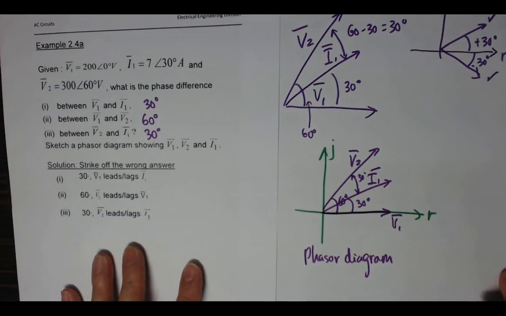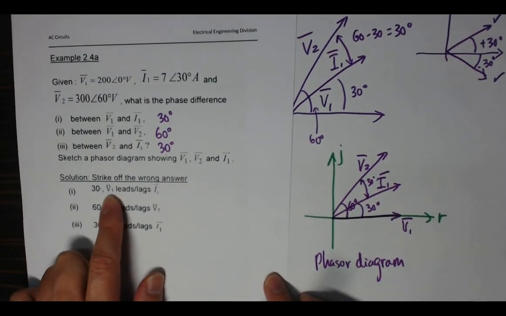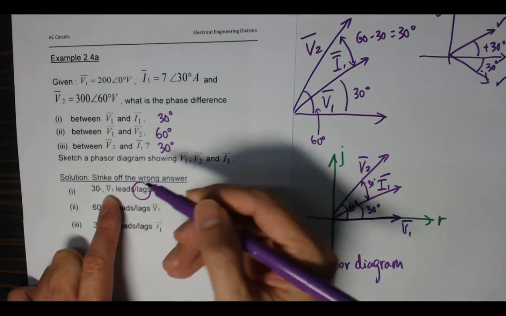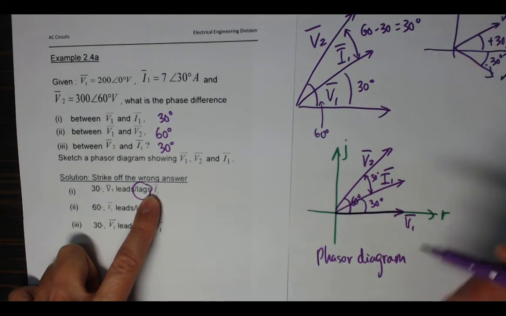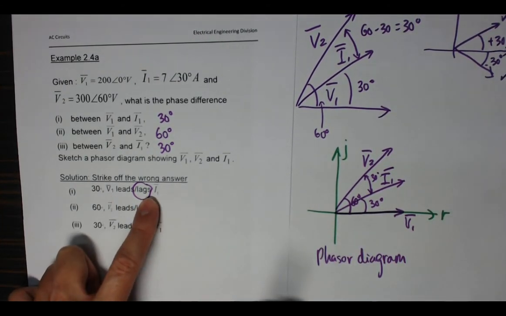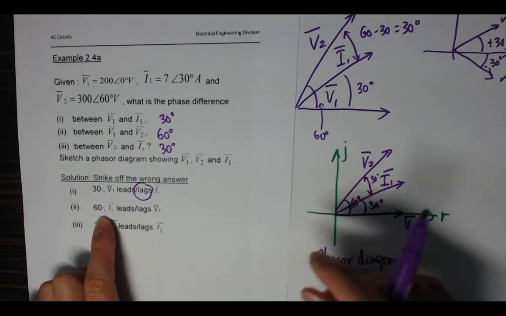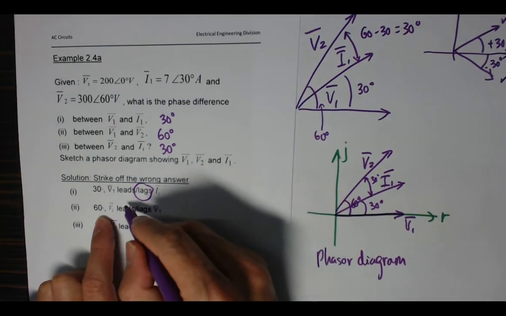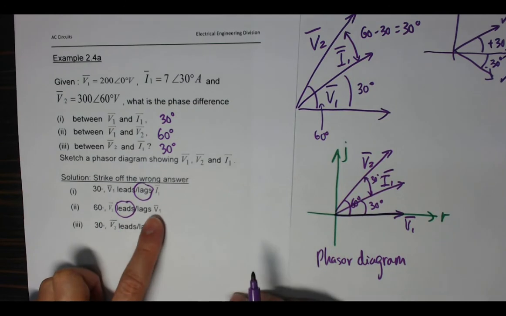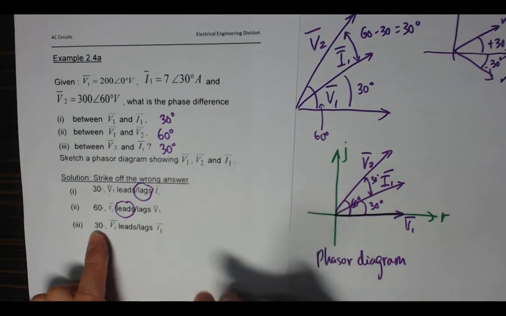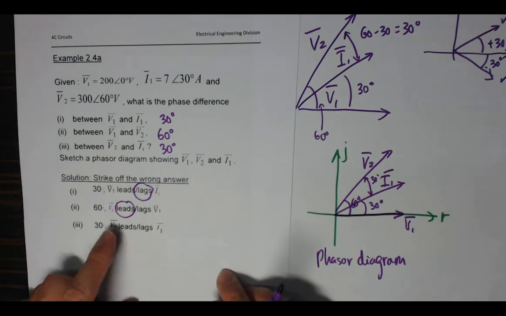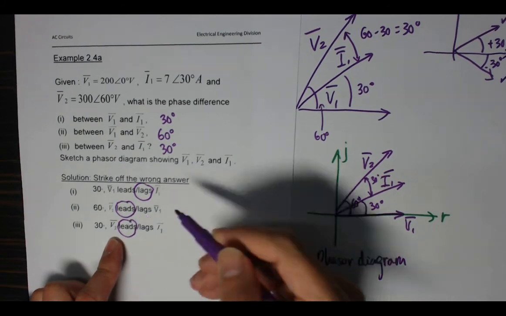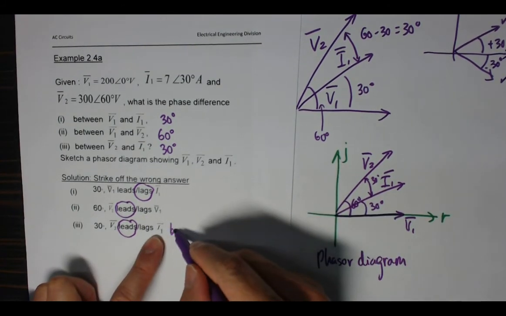So if we were to compare and describe it, we say V1 lags I1, because I1 is ahead, so V1 is behind, so we say V1 lags I1. Secondly, 60 degrees, but V2 is ahead of V1, right? So V2 leads V1. And finally, the difference of 30 degrees, V2 is ahead of I1, so we say V2 leads I1 by how much? By 30 degrees.